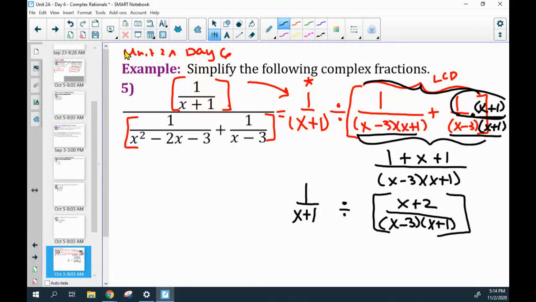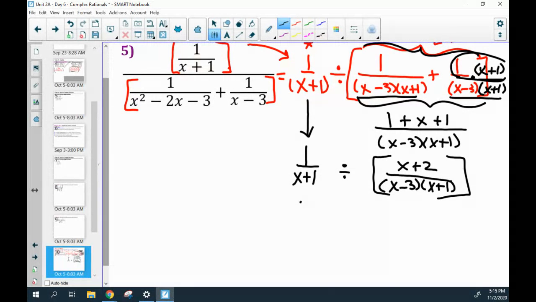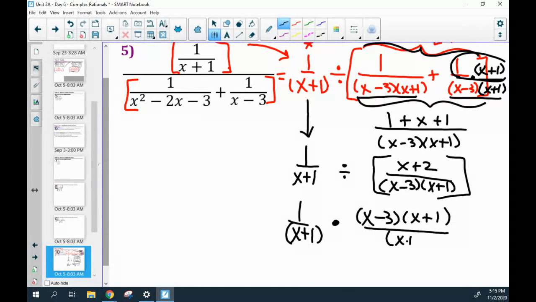So what I now understand, if I drop this down, is now I've really got just two simple fractions. So I can take that second fraction, leave the first as is, multiply, invert, or the definition of division of fractions is to multiply by the reciprocal. So I'm going to invert this, meaning I'm going to use its reciprocal.